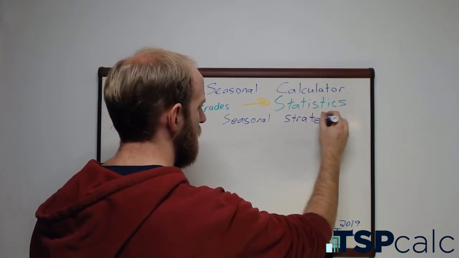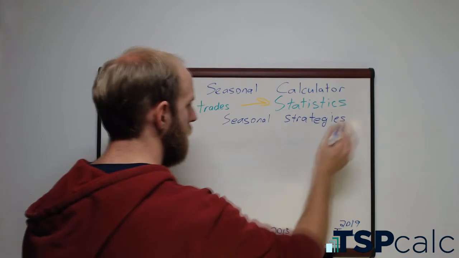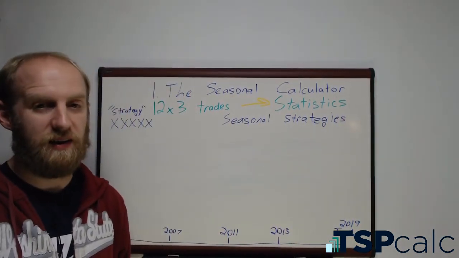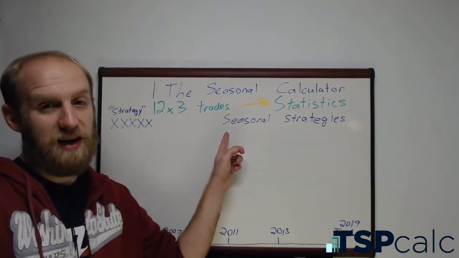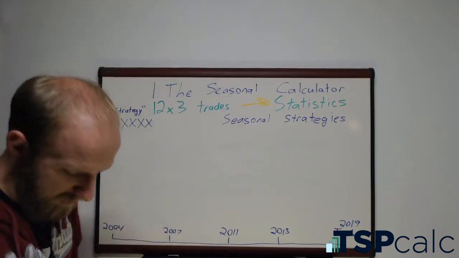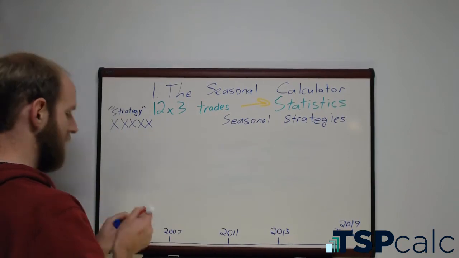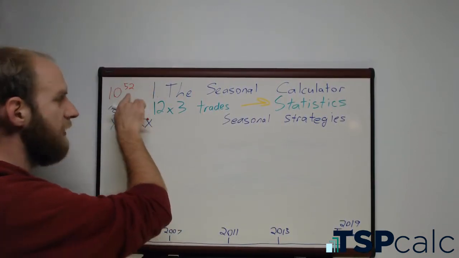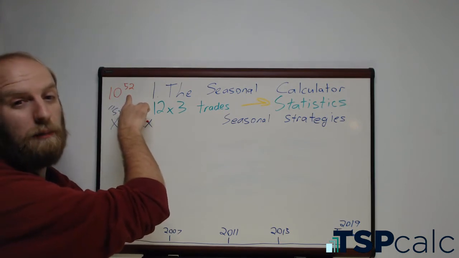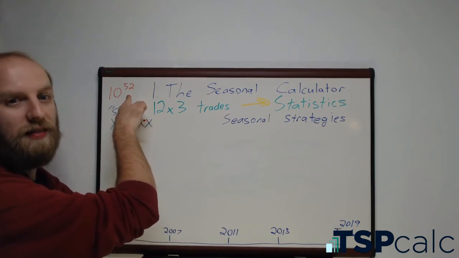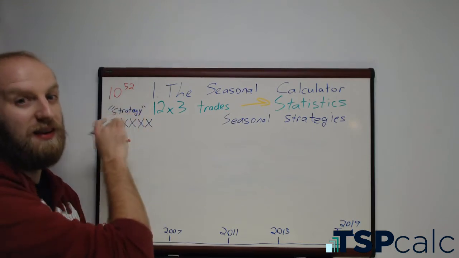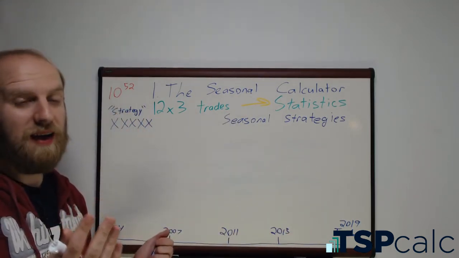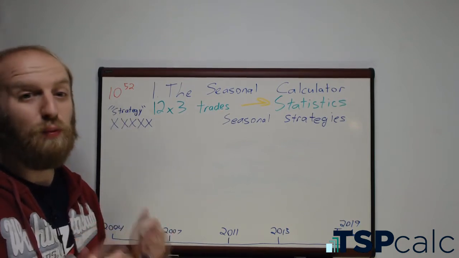And because the Seasonal Strategies table is only populated with strategies that have formerly been calculated on TSP Calc, it is by nature incomplete. Remember, I said there are 10 to the 52 possibilities. That's not millions, it's not billions, it's like billion, billion, billion, billion. That's how many that number is. It is just phenomenally massive, okay? My website can't handle that. Google can't handle that. That's way too many.